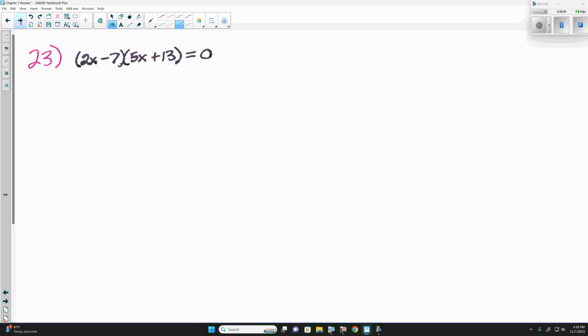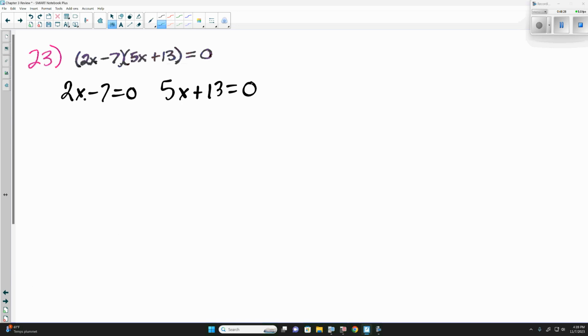23. We're going to solve this by factoring, because we have two things multiplied together that equal 0. This is just the zero product property. Two things multiplied together to equal 0, one of them must be 0. If we have two things being multiplied together, there will be at least one of these on the test. Nudge, nudge, wink, wink. It will be there.